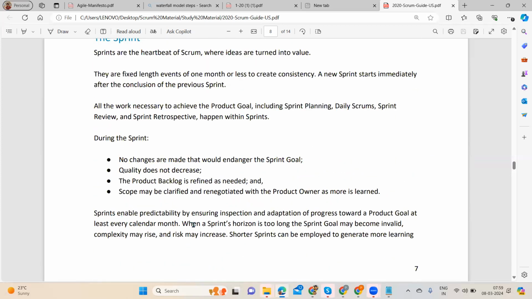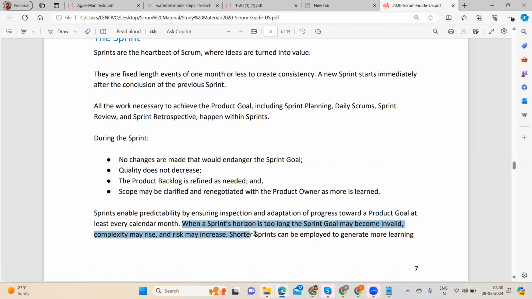Sprints enable predictability by ensuring inspection and adaptation of progress towards a product goal. So I have already mentioned, how do we implement the three pillars? With the help of the Scrum events. Scrum enables predictability by ensuring inspection and adaptation. So we inspect and adapt with the help of the Scrum ceremonies.